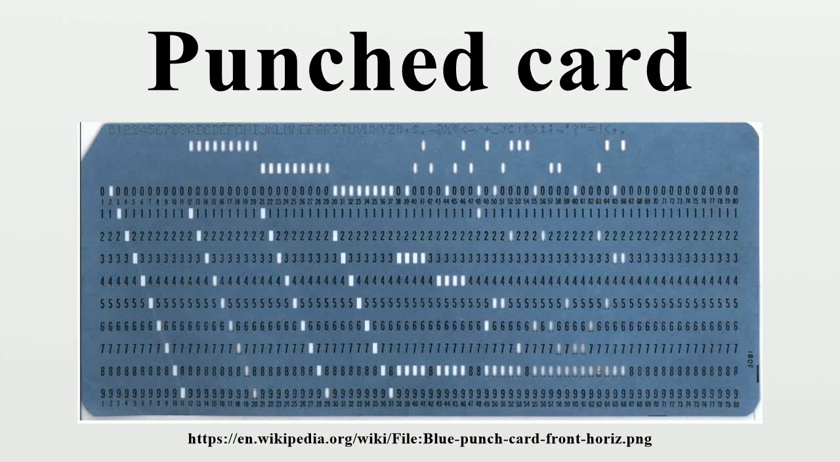A punch card, IBM card, or Hollerith card is a piece of stiff paper that contained either commands for controlling automated machinery or data for data processing applications. Both commands and data were represented by the presence or absence of holes in predefined positions.